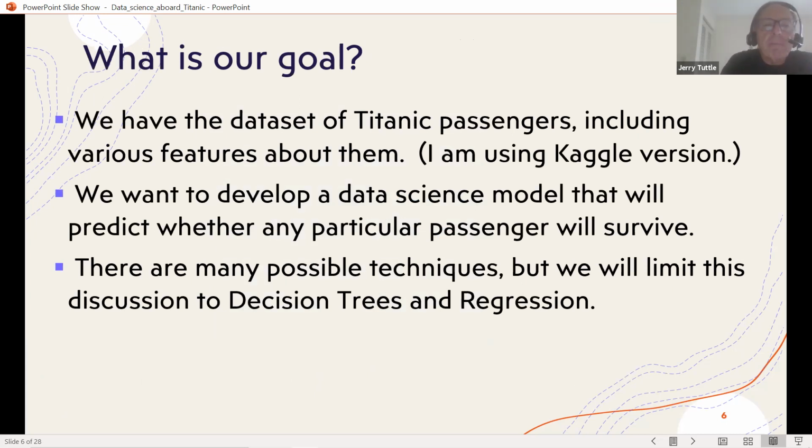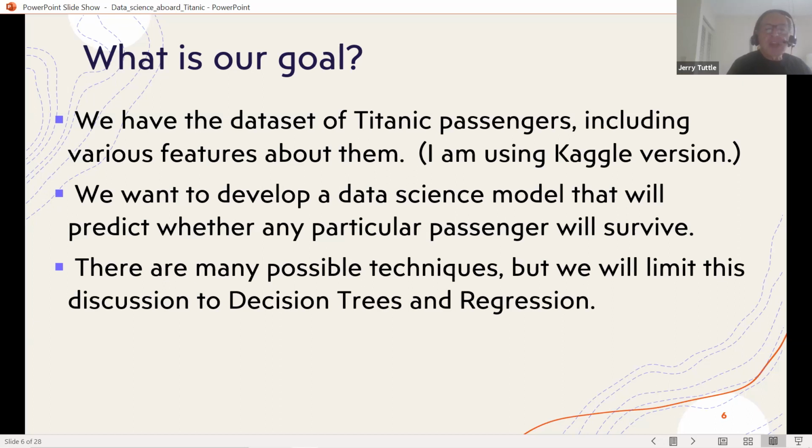So what is our goal? So we have the data set of the Titanic passengers, including various features about them. And even the data set of the passengers is not unique. There are a few different versions of them. I'm using the Kaggle version. Kaggle is yet one more subsidiary of Google. And we want to develop a data science model that will predict whether any particular passenger will survive.